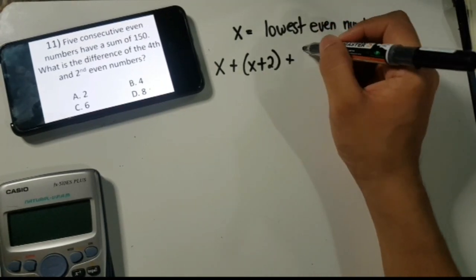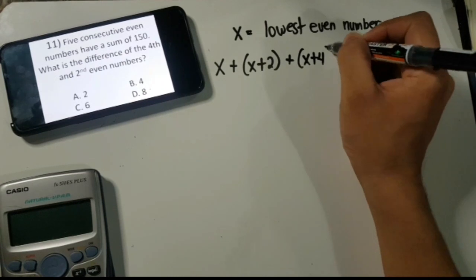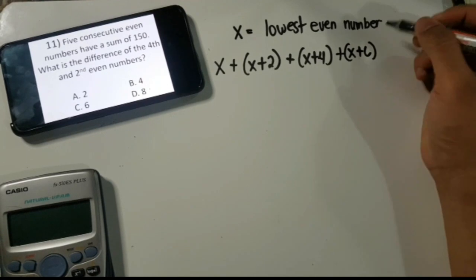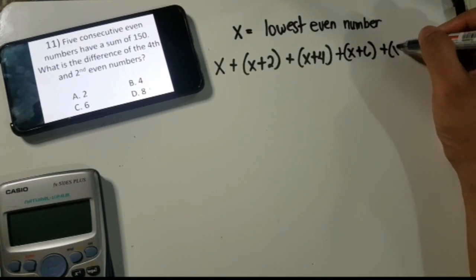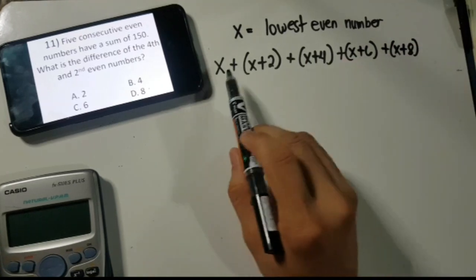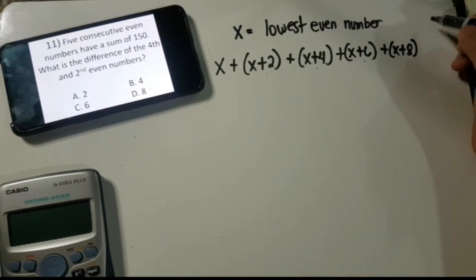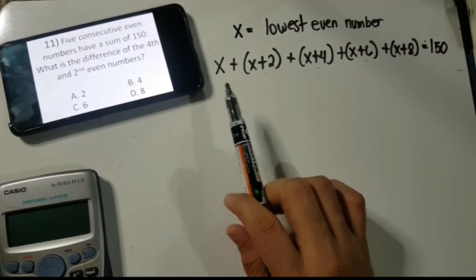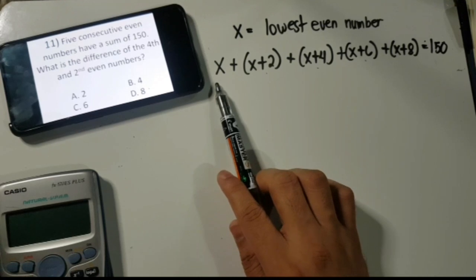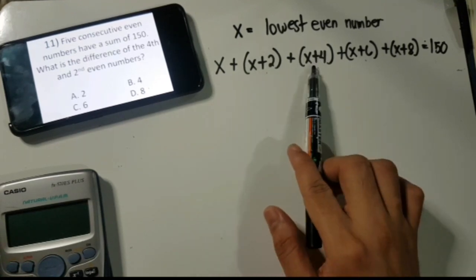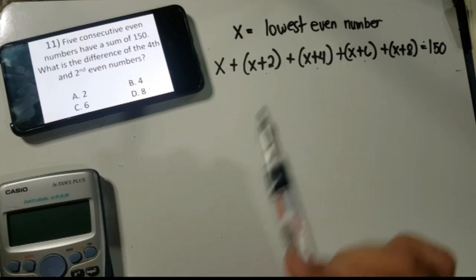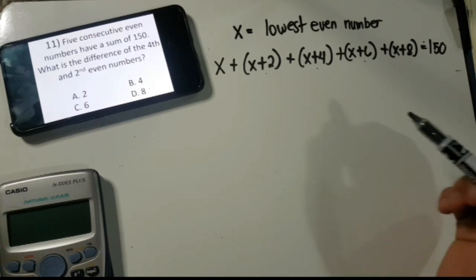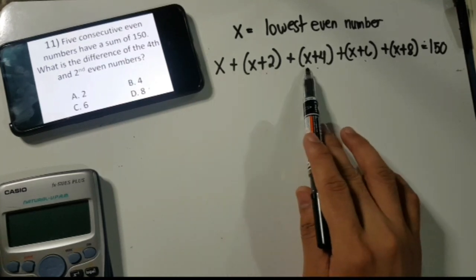So, next, x plus 4 plus x plus 6 plus x plus 8. So, na to, 1, 2, 3, 4, 5 is equal to 150 based sa question. So, itong first x natin is the first number. X plus 2 is the second number, third number, fourth number, and fifth number. So, we can combine like terms to solve this equation. So, 1, 2, 3, 4, 5.